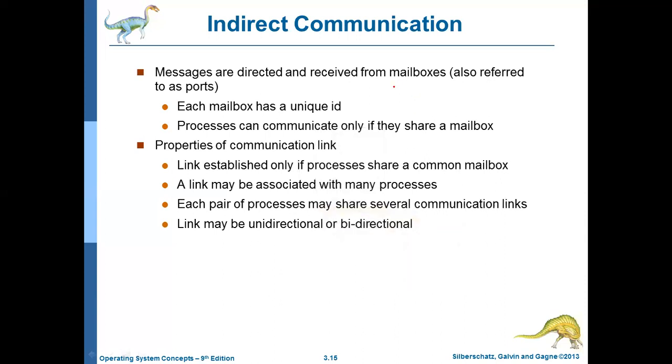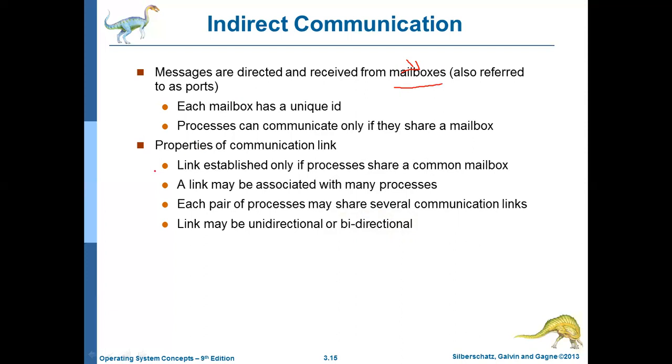So this mailbox will be the main item that will be used in the case of indirect communication. Every mailbox will have an ID. If P wants to communicate, P will put a message into the mailbox. Whenever Q wants to read, Q will access the mailbox and receive the message from the mailbox. So this is how the two processes will communicate in case of indirect communication.